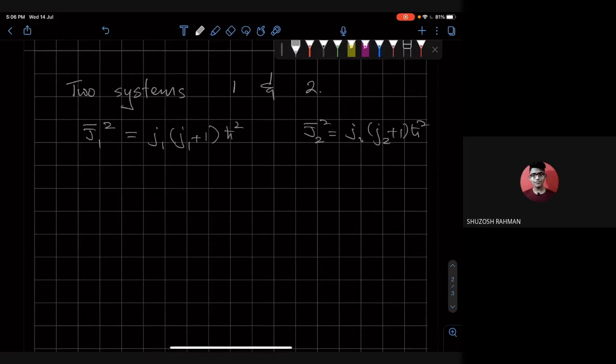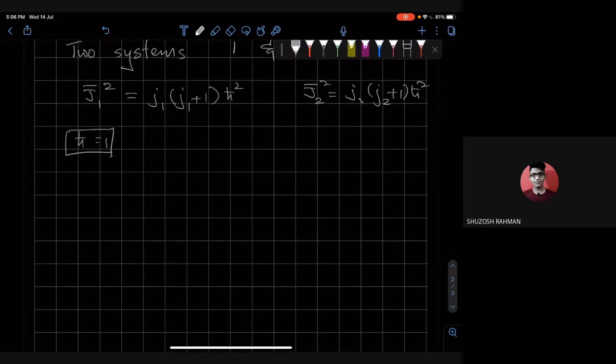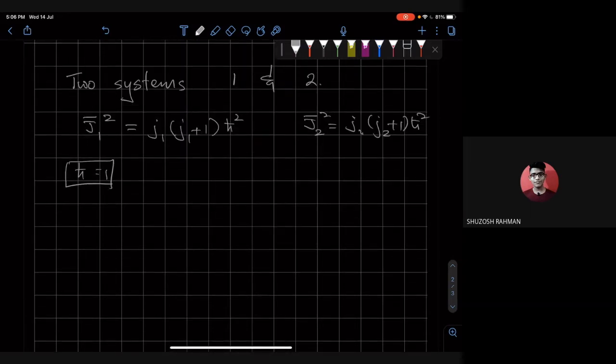So I'm going to, in general, use units where h bar is set to 1. Okay, so it's not very hard to put it back in. And what we don't know is the orientation of these two spins. Okay, so there can be any orientation.